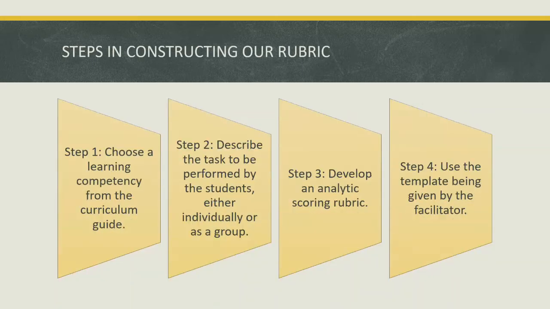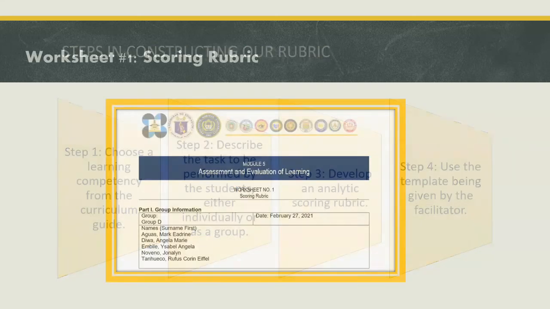So these are the steps that we did in constructing our rubric. Step 1 is that we choose a learning competency from the curriculum guide. Step 2 is we describe the task to be performed by the students either individually or as a group. And step 3, we develop an analytic scoring rubric. And for step 4, we use the template given by our facilitator.